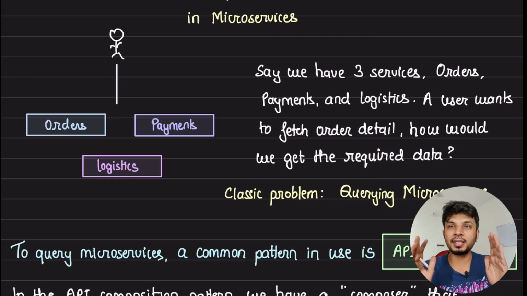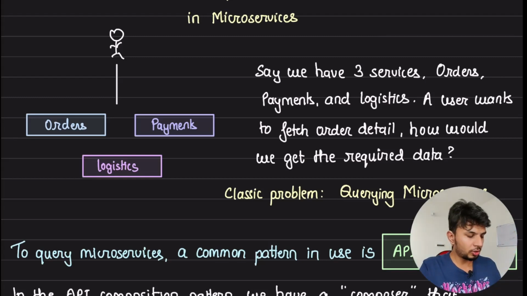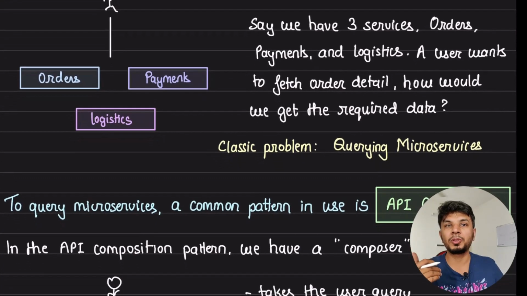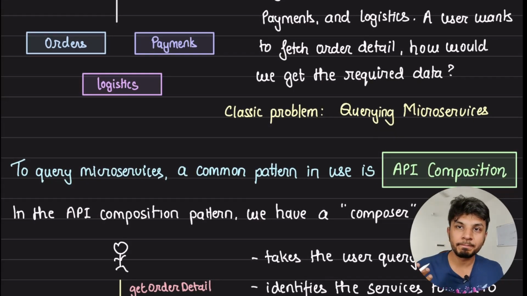Now this is a classic case of how we would want to query the microservices. We have added 3 services, but our user or our client has to talk to them to get the response. So how are we querying them? To query microservices, a very common pattern, a super simple implementation, is API composition.